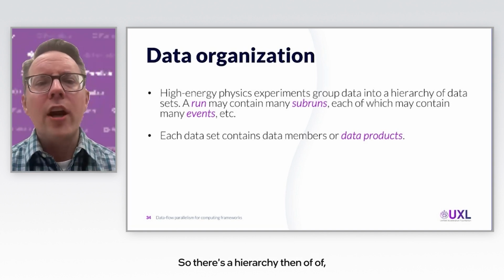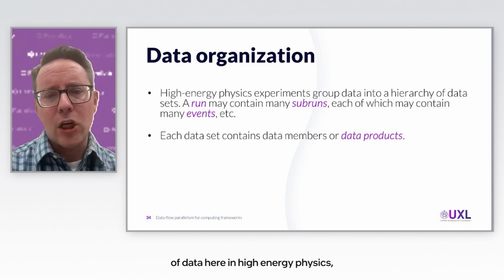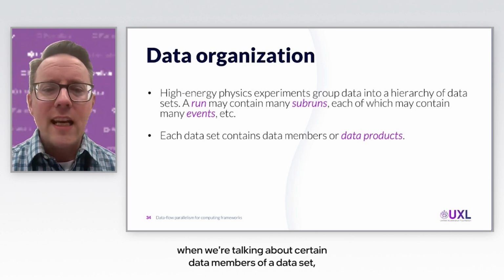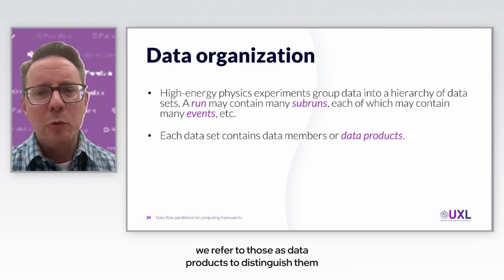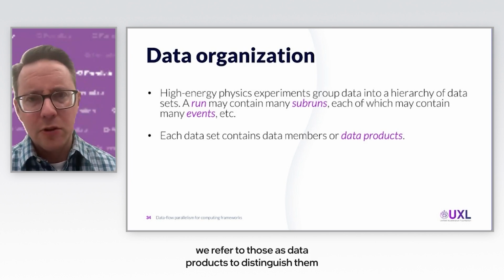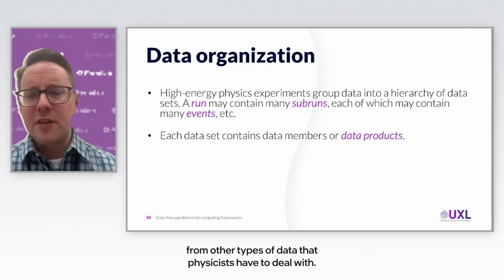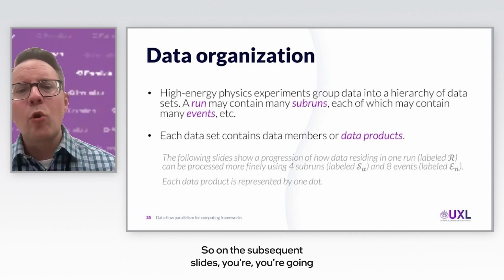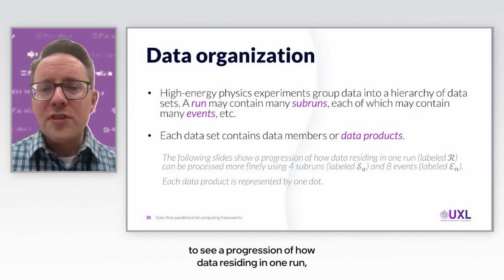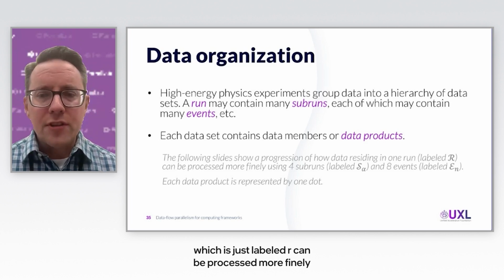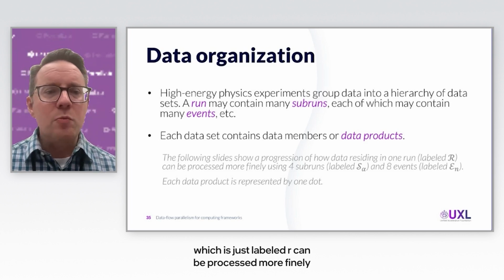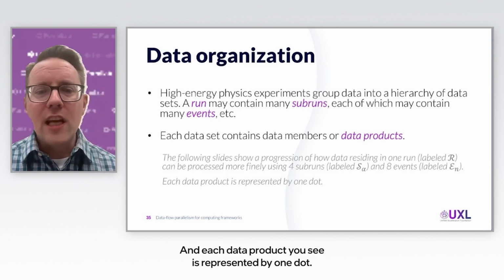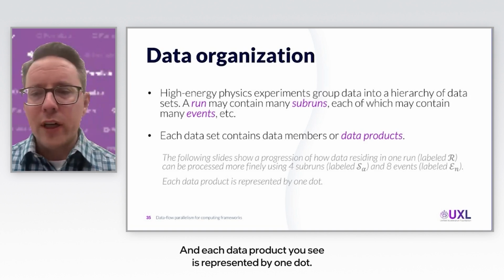So there's a hierarchy then of data here. In high energy physics, when we're talking about certain data members of a data set, we refer to those as data products to distinguish them from other types of data that physicists have to deal with. So on the subsequent slides, you're going to see a progression of how data residing in one run, which is just labeled R, can be processed more finely by splitting it into subruns and then events. And each data product you see is represented by one dot.